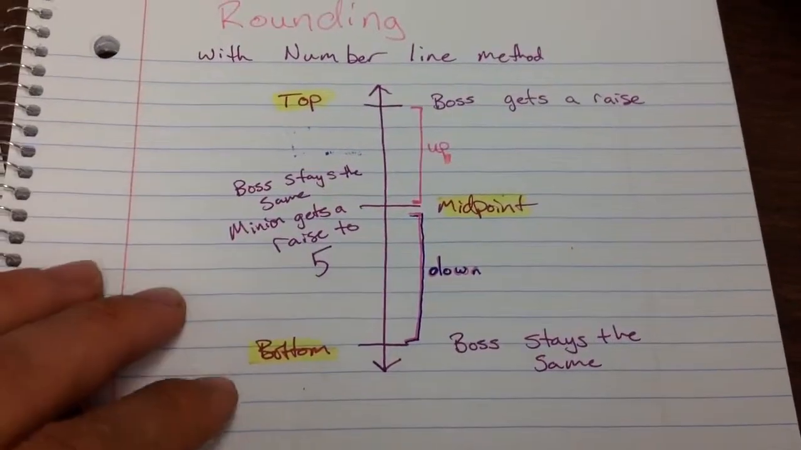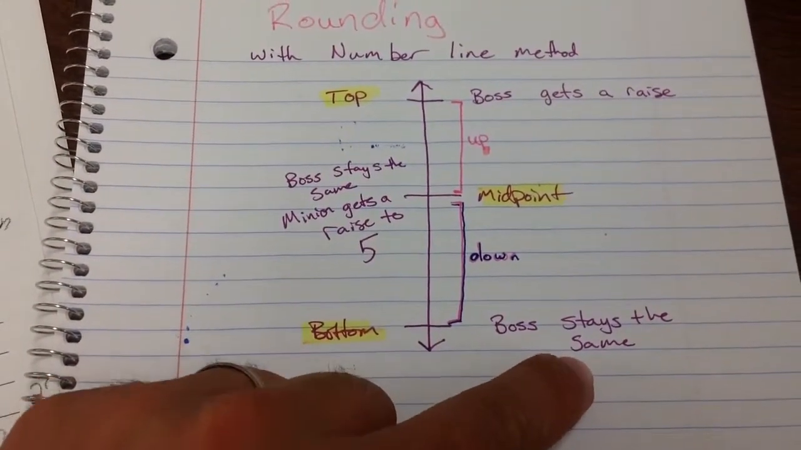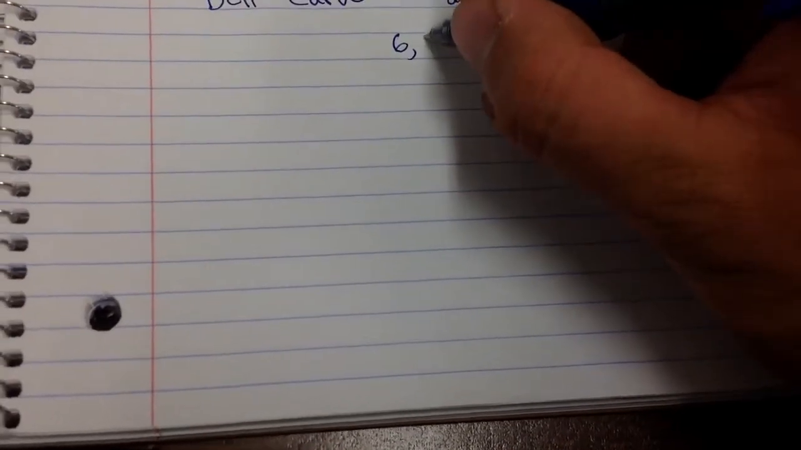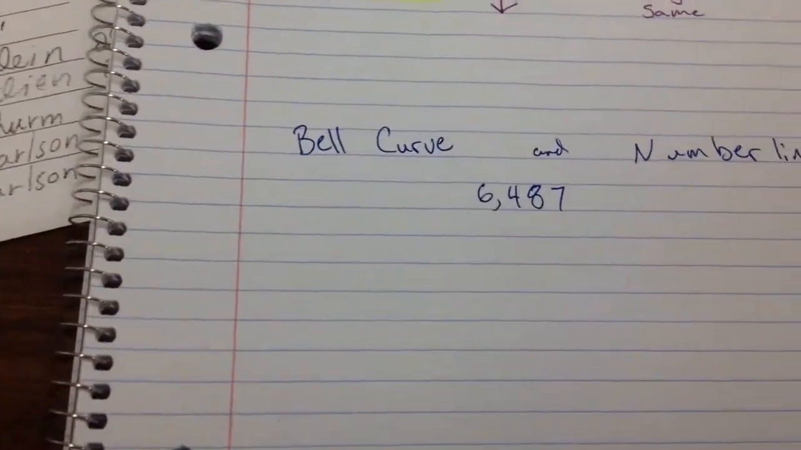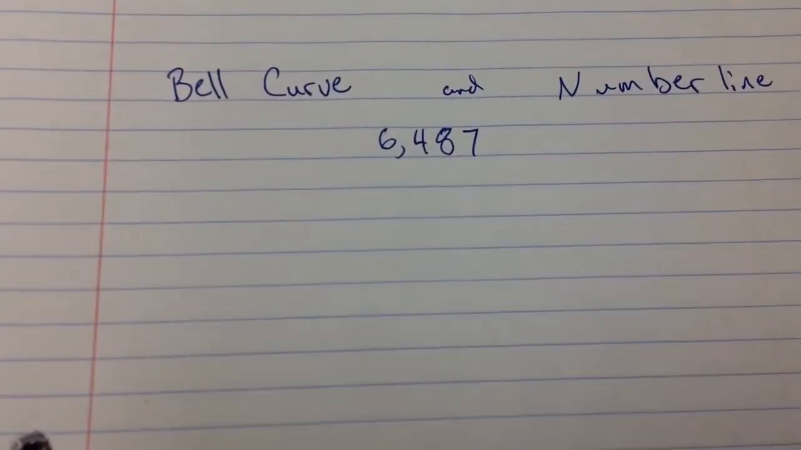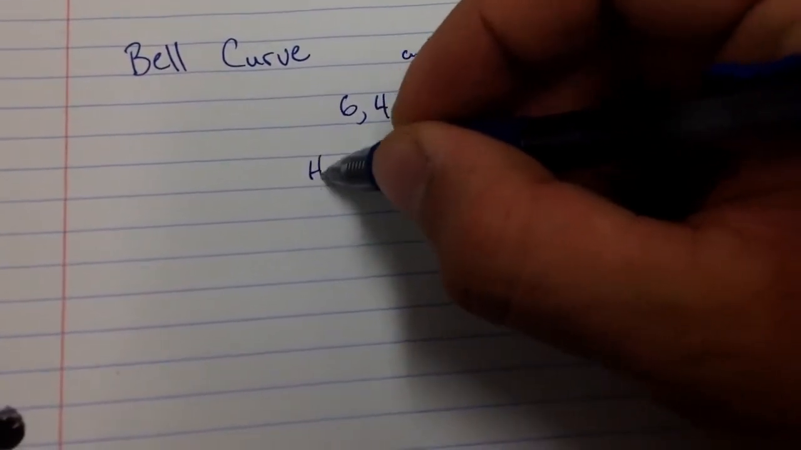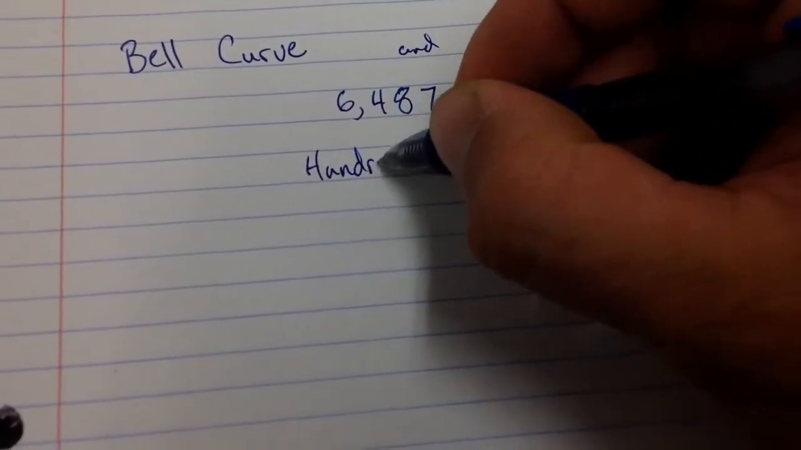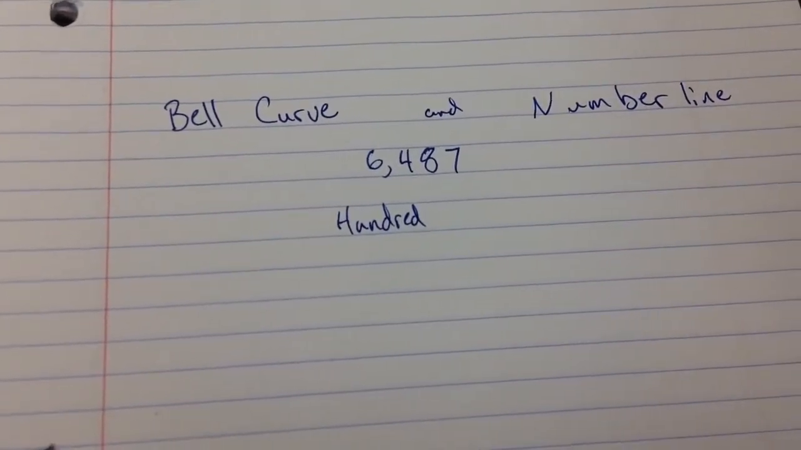The number line method looks like this. Rounding with the number line method. So here's what you do. We have this thing called the boss. And here, for example, I'm going to put a number down here. We'll use the number 6,487. And let's say I wanted to round that number to the nearest, we'll go with 100 for right now. There's 100.